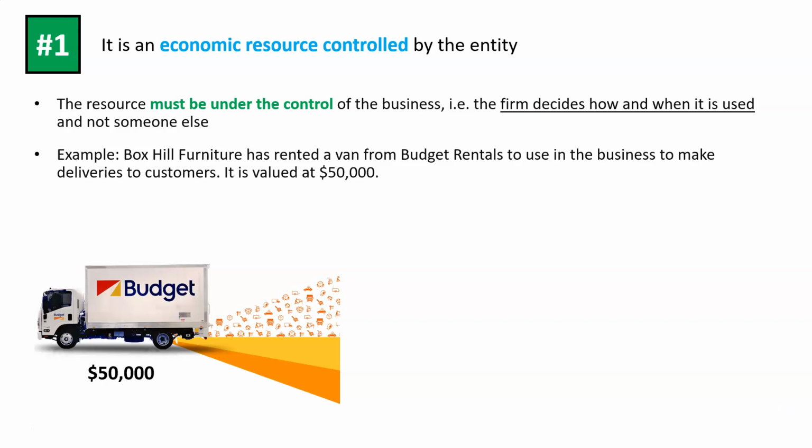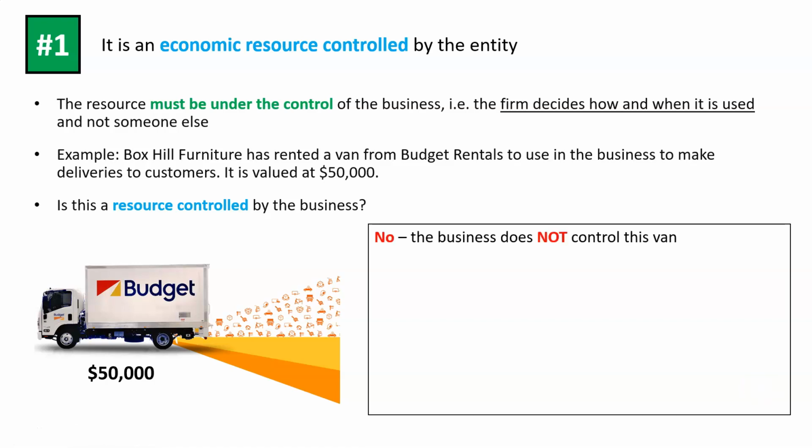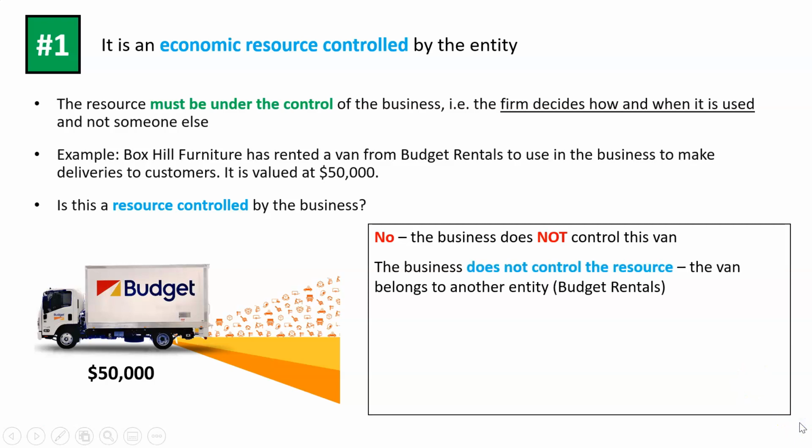So let's take an example. Business called Box Hill Furniture has rented a van from Budget Rentals to use in the business to make deliveries to customers. It is valued at $50,000. Is this a resource controlled by Box Hill Furniture? And the answer is no. The business does not control this van. It's being rented. So who does control the van? Well, that is Budget Rentals.